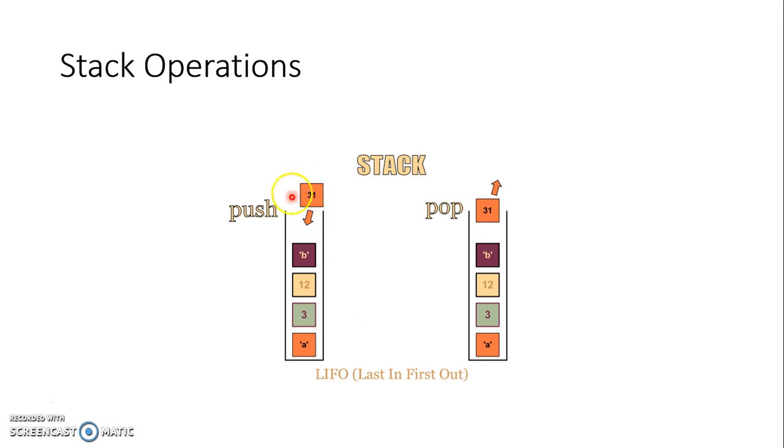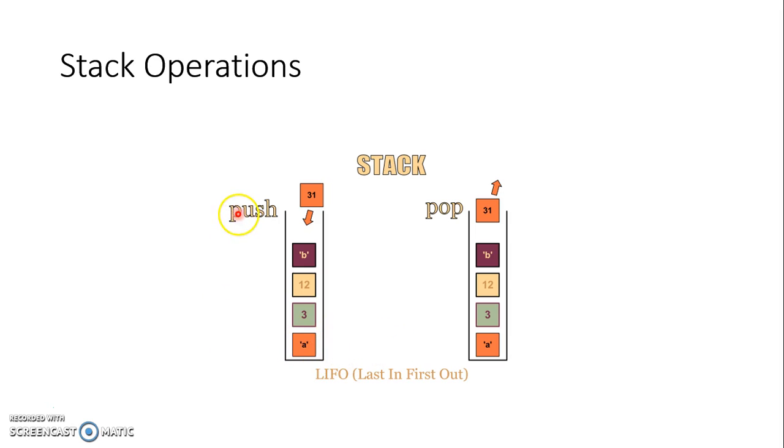When we are trying to push an element, as you can see, these are all different elements, and by element I mean this box which internally contains the data. Data here could be a value. This particular element contains 31 as the data. This element contains a character B as data, and then we have integer 12 in another element, integer 3 in another element, and character A in another element.